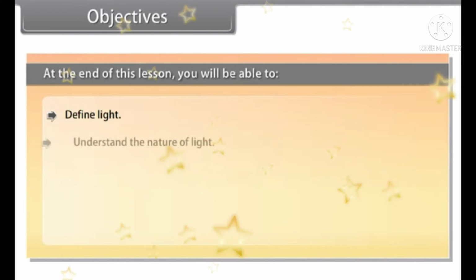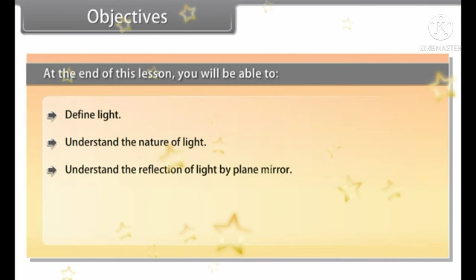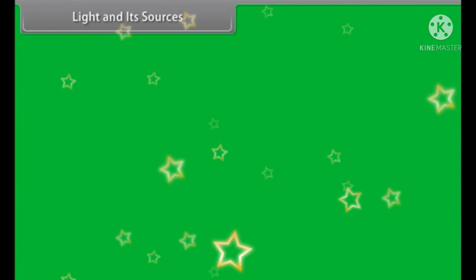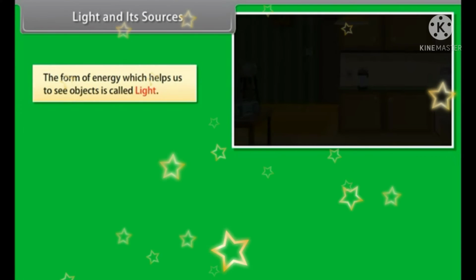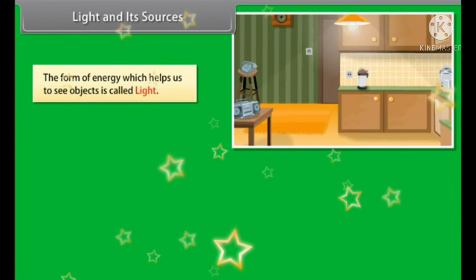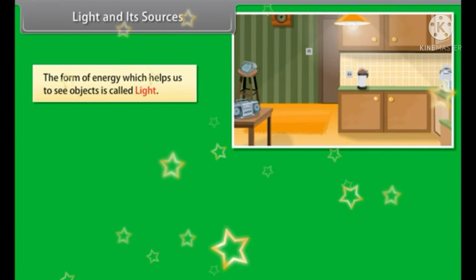At the end of this lesson, you'll be able to define light, understand the nature of light, understand the reflection of light by a plane mirror, laws of reflection, differentiate between real and virtual image, light and its sources.